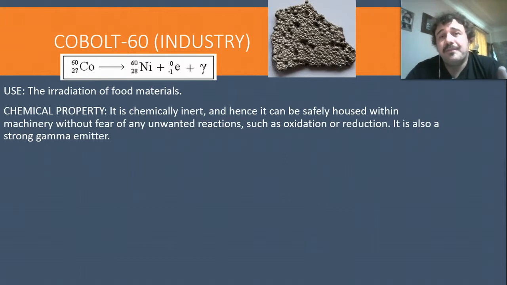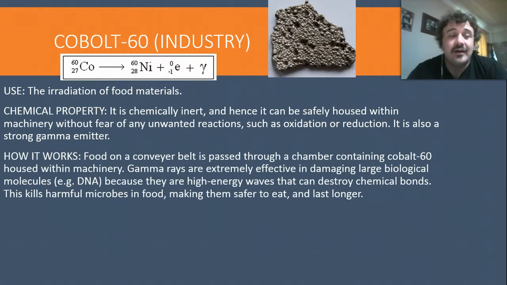And the question is, how does the chemical property help it for this particular use? Well, because it's inert, this means it's safely housed within machinery and it doesn't bond to it, doesn't react, so it doesn't go through oxidation or reduction. And it's also a strong gamma emitter, which is what we want it to be.